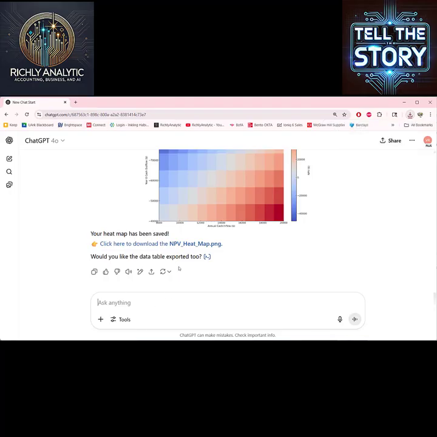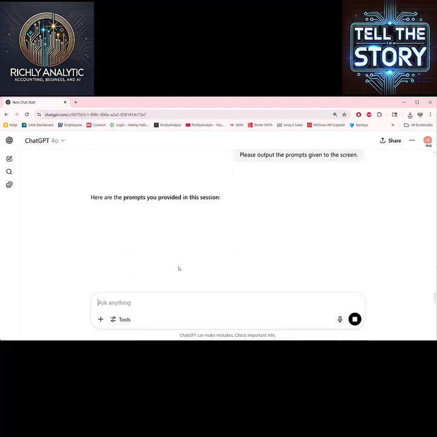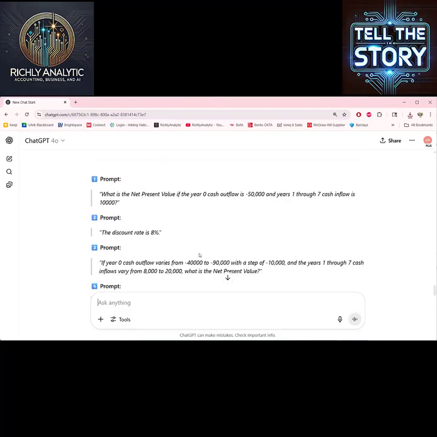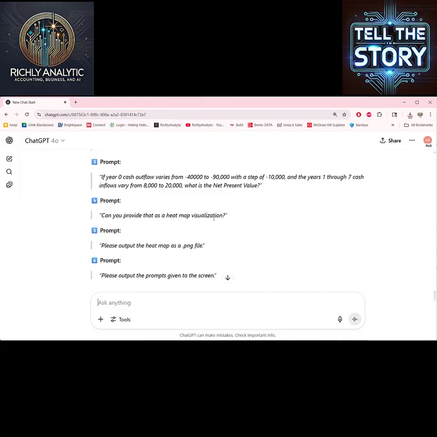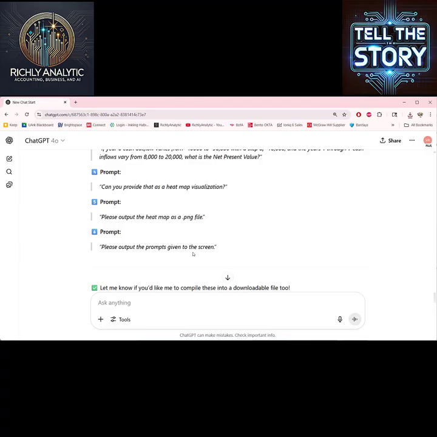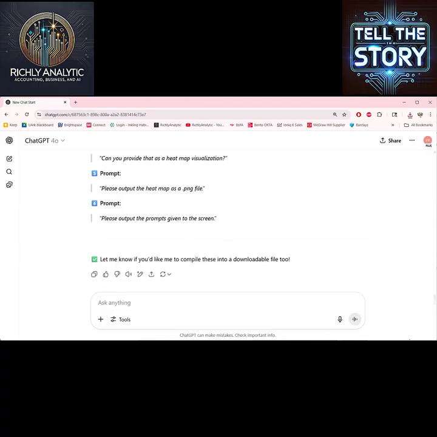Then I'm going to ask it to output the prompts given to the screen. These are going to be what we gave it. Sometimes it's interactive. After we entered this, it asked, what's the discount rate? And we went in and input the discount rate. Here's where we asked it to vary the assumptions, the outputs, as a heat map and then as a file, and then the outputs given. Those would be the prompts you would use. So that completes this lab.